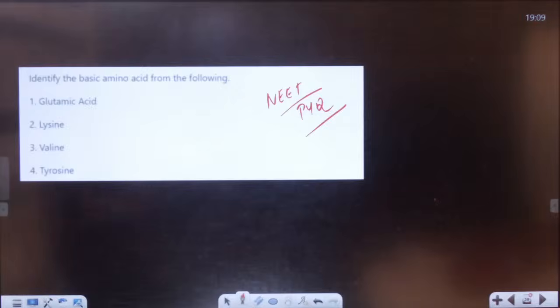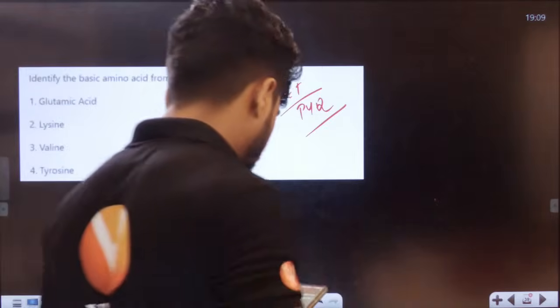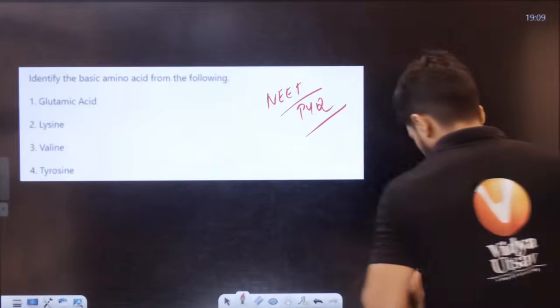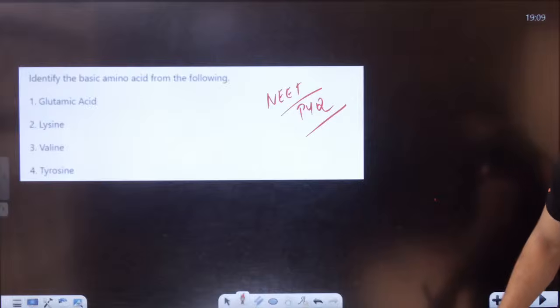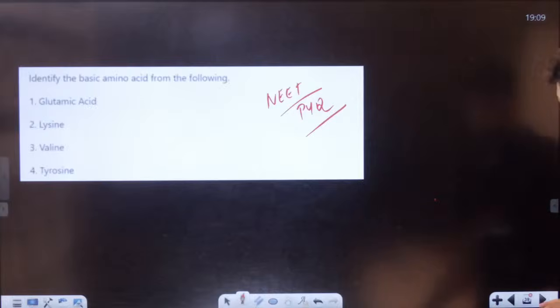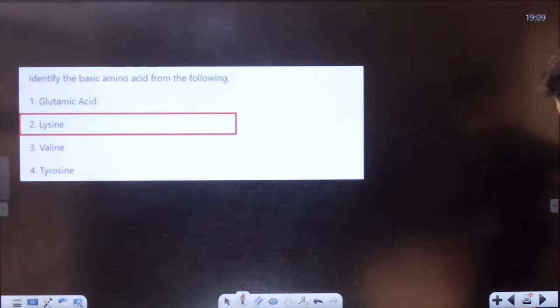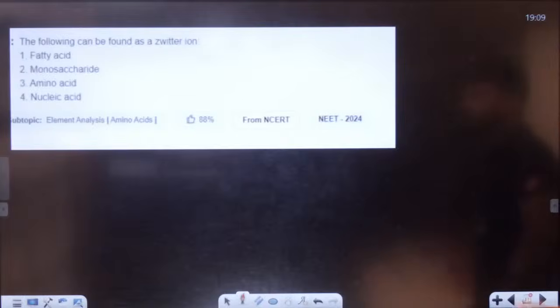Done? Basic amino acid is lysine. Solve. This is a 2024 PYQ. The following can be found as Zwitterion: fatty acid, monosaccharide, amino acid, nucleic acid. Which one do you think will form the Zwitterion?